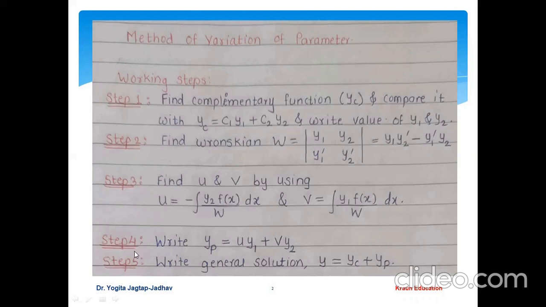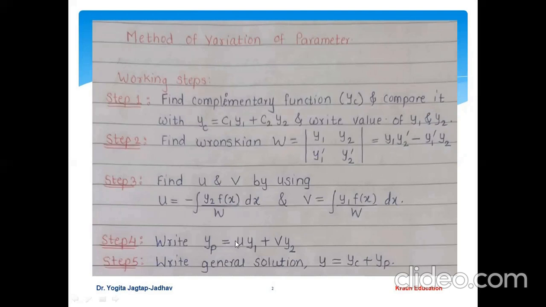And in the next step, number 4, we have to write down yp, that is the particular integral, equal to u times y1 plus v times y2. u and v are calculated from step number 3 and y1, y2 are obtained in step number 1. We have to write down this combination to find the particular integral.